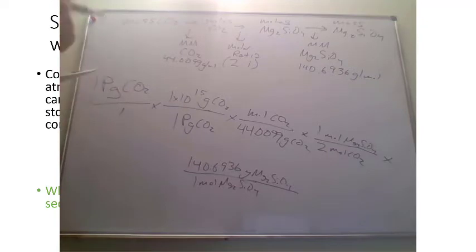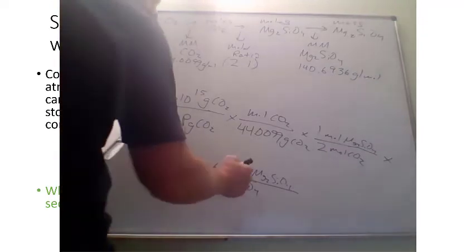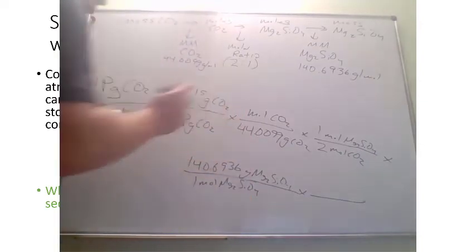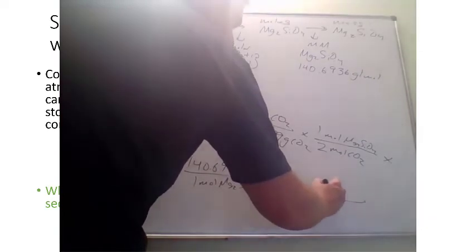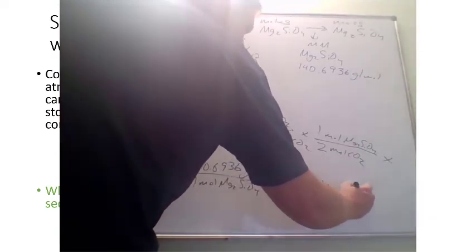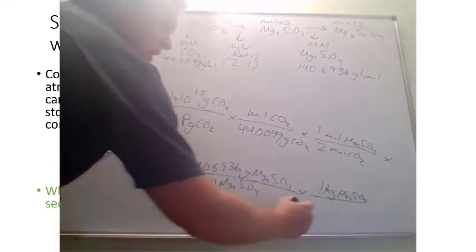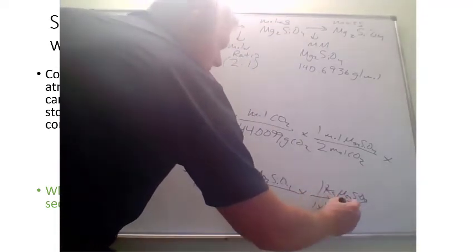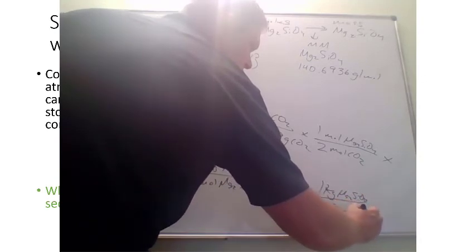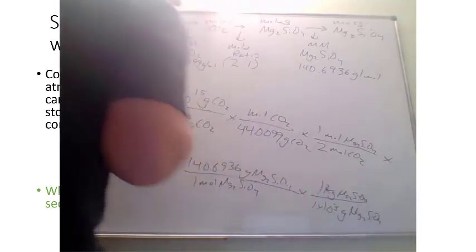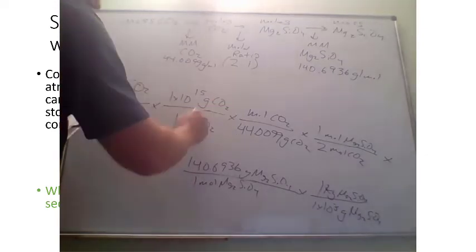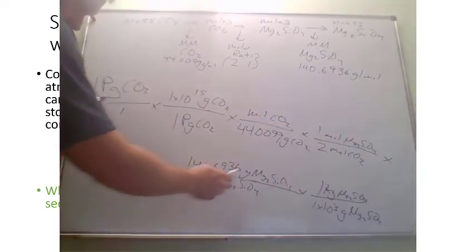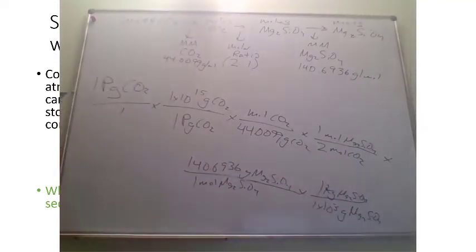Okay, and so our final answer asks for our final unit to be in kilograms instead of grams. So our final step is to convert between kilograms and grams. And so we know that 1 kilogram of Mg2SiO4 is going to be equal to 1 times 10 to the 3 grams of Mg2SiO4. There's 1,000 grams per kilogram. All right, so we can see the petrograms cancel, the grams cancel, the moles cancel, the moles cancel, the grams cancel, and we have a final answer in kilograms.